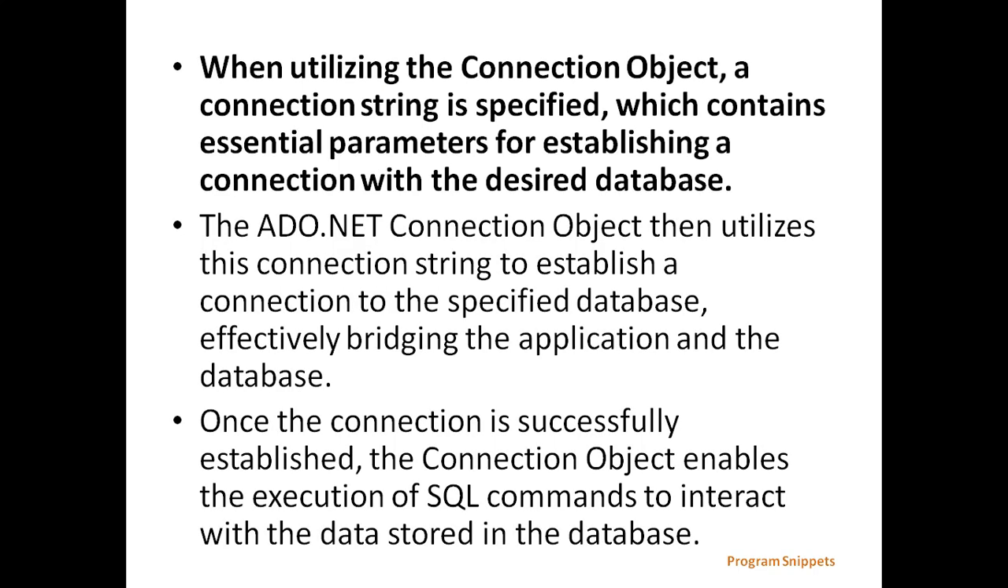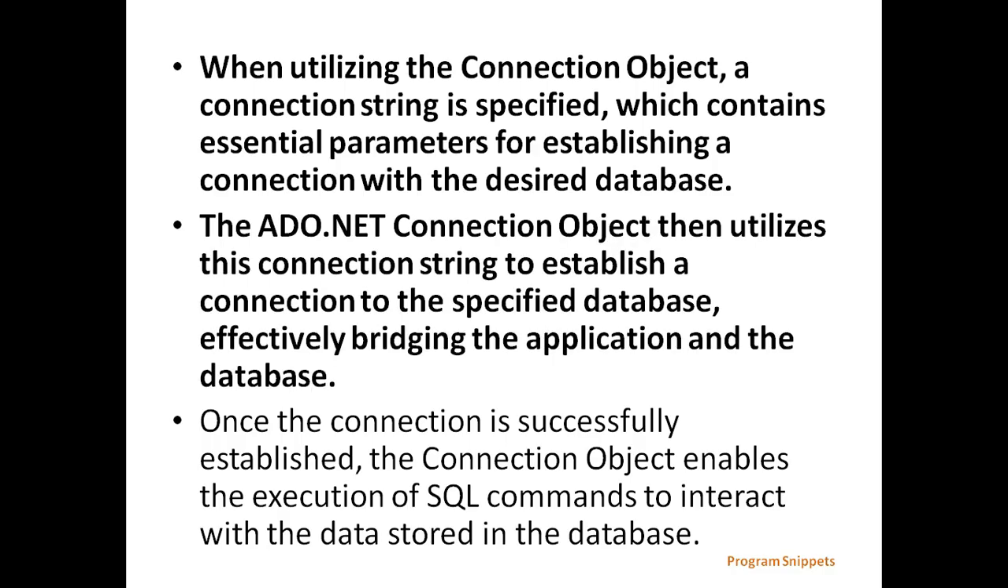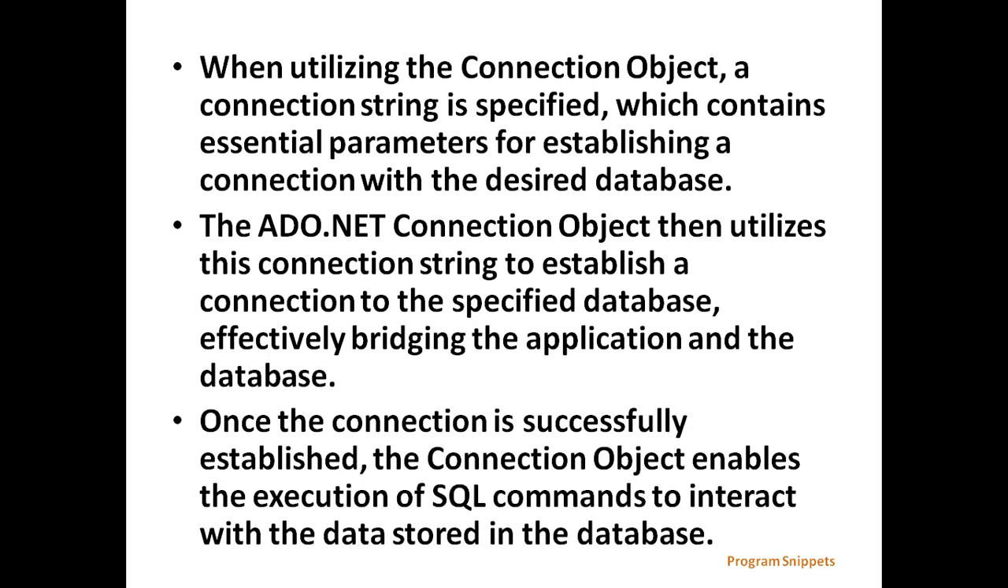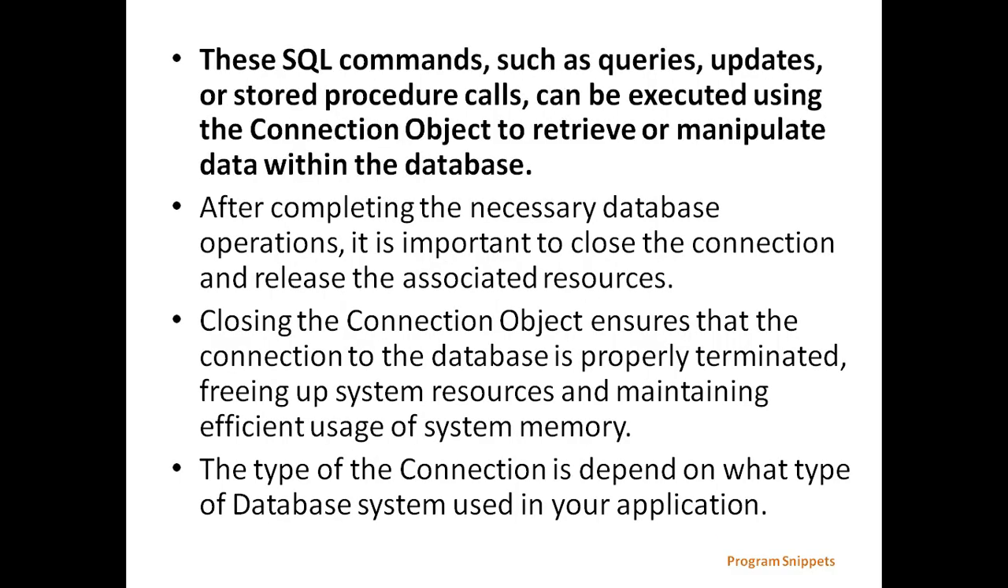available. When utilizing the connection object, a connection string is specified, which contains the essential parameters for establishing a connection with the desired database. The ADO.NET connection object then utilizes this connection string to establish a connection to the specified database, which makes a bridge between the application and the database. Once the connection is successfully established, the connection object enables the execution of SQL commands to interact with the data stored in the database. These SQL commands, such as queries, update queries or stored procedures, can be executed using the connection object to retrieve or manipulate the data within the database.